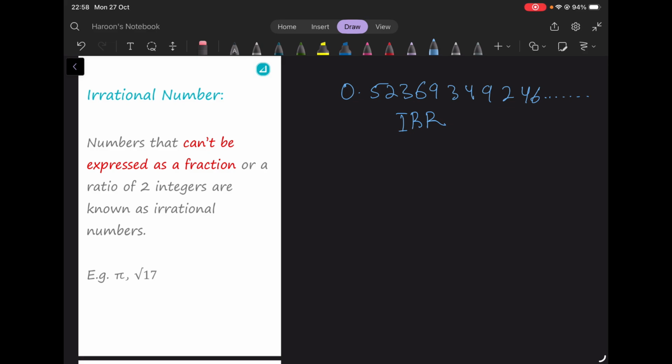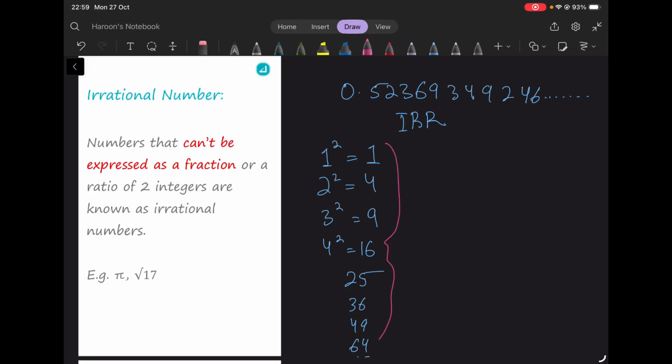And if you have square numbers, I hope you guys know what square numbers are. Square numbers would be 1 squared is equal to 1, 2 squared is equal to 4, 3 squared is equal to 9, 4 squared is equal to 16, next 5 squared would be 25, next 6 squared 36, 49, 64, and so on. These are square numbers. So if we have these square numbers that you see, and we have their roots, so let's say square root of 9, this actually comes out as an integer 3.